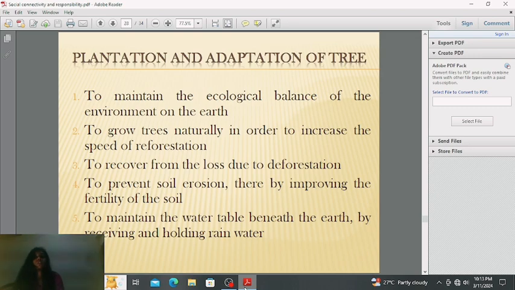This was the last initiative I'll be speaking about, which was done in our college, where we had to maintain the ecological balance and the environment on earth. And this was also done to grow trees naturally in order to increase the speed of reforestation, and it also helps us to recover from the loss of deforestation and prevent soil erosion, and thereby improve the fertility of the soil. And we can maintain the water table beneath the earth by receiving and holding rainwater.